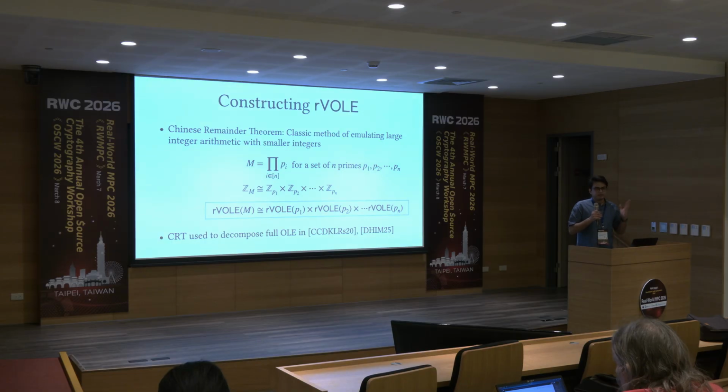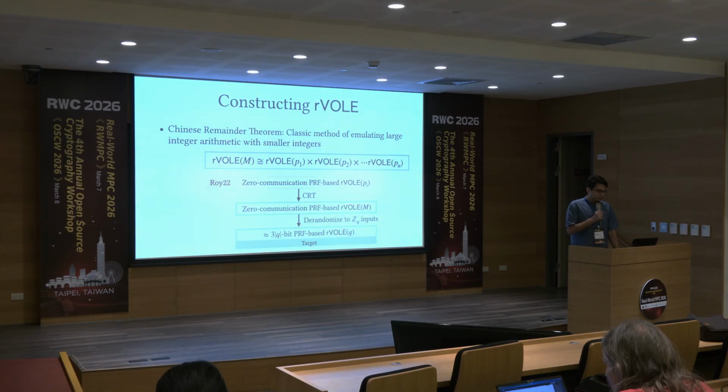And if you're familiar with the Chinese remainder theorem, this is a classic way of emulating large integer arithmetic using small integer arithmetic. So if we take a bunch of VOLEs instantiated over small primes, we can then compose them to get a VOLE over a large composite modulus. Basically, that's just the product of all these primes. So this is, in some sense, a known technique, in the sense that there is precedent for it. There has been OLE constructed leveraging the Chinese remainder theorem in previous works.